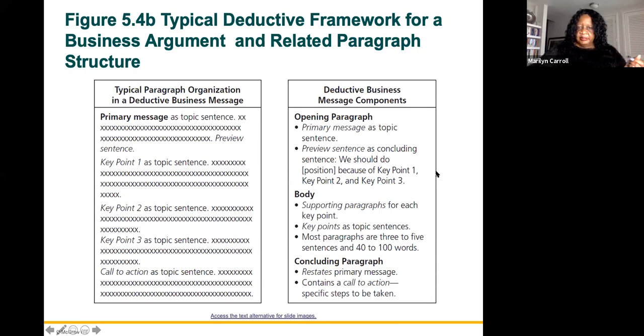And then the body has supporting paragraphs for each key point, with the key points as the topic sentences. Most paragraphs are 3 to 5 sentences and 40 to 100 words, and a lot of people don't realize this. The concluding paragraph restates the primary message and contains a call to action.